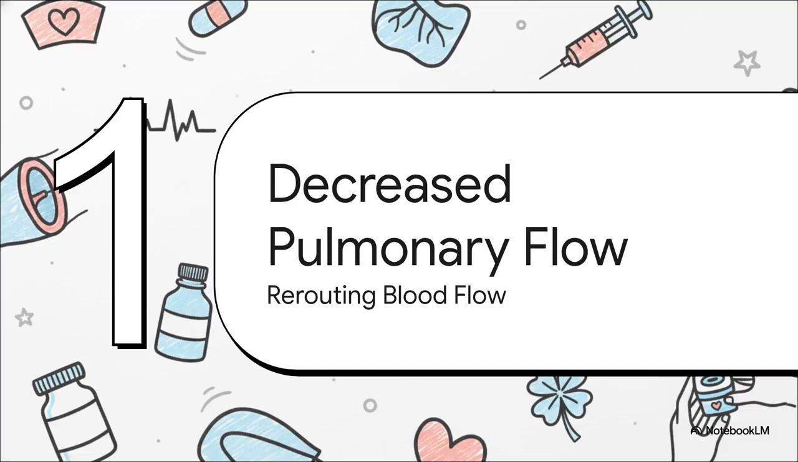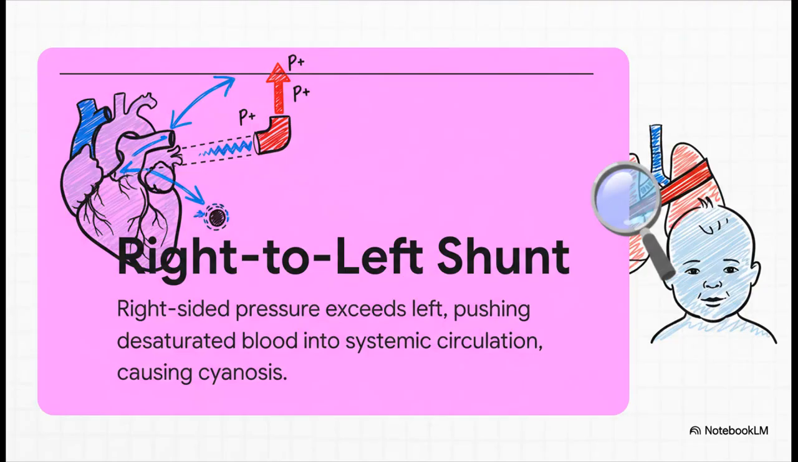This is what happens when you combine the last two things we talked about. What happens if you have a roadblock and a leak at the same time? Well, you get a really dangerous situation where the blood flow gets completely rerouted, mixing the blue deoxygenated blood with the red oxygenated blood. We call this a right-to-left shunt. Here's how it works.